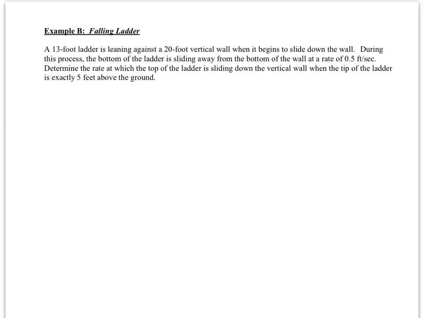We call that constant. Now they tell you it's leaning against a 20-foot vertical wall. That wall will also not change height in this case. A wall is a wall, and they tell you it's 20 feet. Again, constant. But the ladder begins to slide down. So what starts to change? Well, it says during the process, the bottom of the ladder will be sliding away from the bottom of the wall, whereas the top of the ladder will slide down the vertical wall.